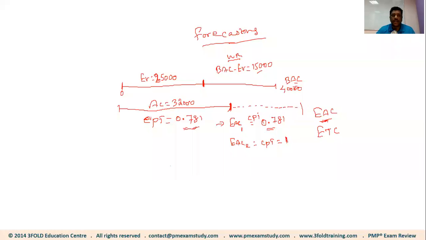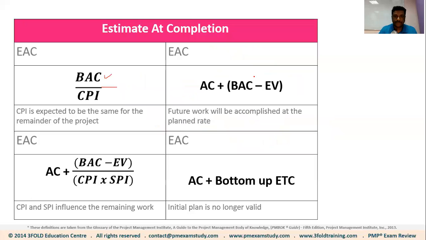Okay, which means the money we spend is what we spend. We cannot do anything about it, the $32,000. But the remaining work is $15,000. The assumption is we will spend only $15,000. So the simple calculation is 32,000 plus 15,000.